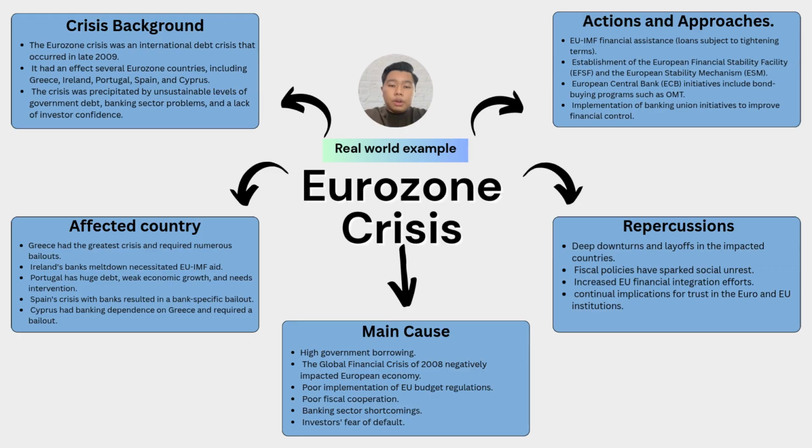In conclusion, the Eurozone crisis was a major turning point in European economic history. It revealed critical flaws in the Eurozone structure, tested the limits of European unity, and prompted significant reforms. While the worst is now behind us, the lessons from this crisis continue to shape EU economic policy today. That's all from me.